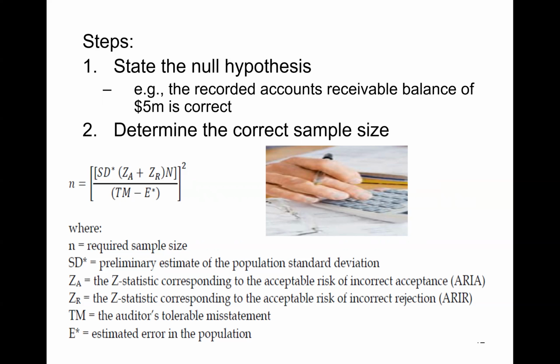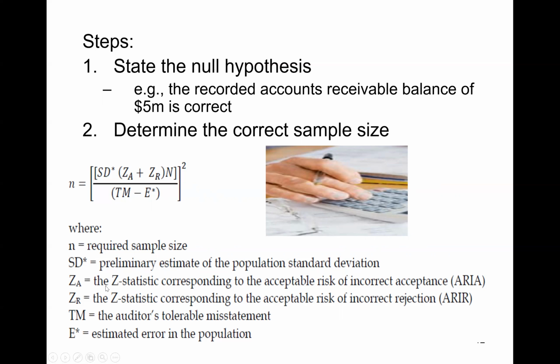The second step is to determine the correct sample size. And the sample size is given by this formula here. By the way, you do not need to remember or memorize any of the formulas that I'm going to give you. Anything that you need would always be given to you in the question. Okay, so don't worry about memorizing anything. So what do these letters represent? Well, little n here, this is the required sample size. SD star, this is our preliminary estimate of the population standard deviation.